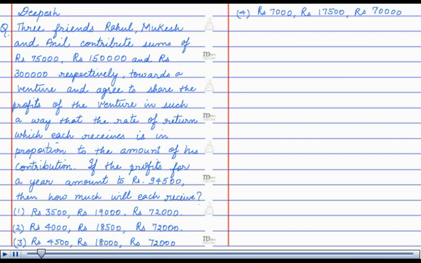The question is, three friends Rahul, Mukesh and Anil contribute sums of rupees 75,000, rupees 1,50,000 and rupees 3 lakh respectively towards the venture and agree to share the profits of the venture in such a way that the rate of return which each receives is in proportion to the amount of his contribution. If the profits for a year amount to rupees 94,500, then how much will each receive?